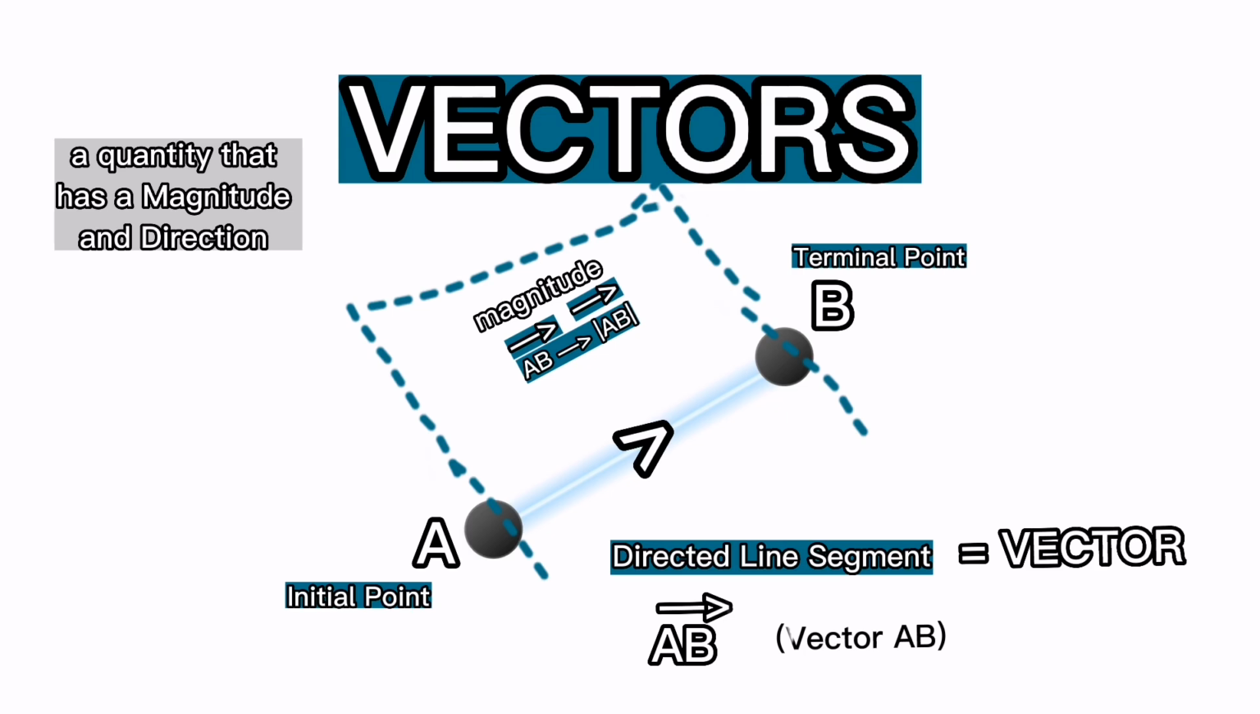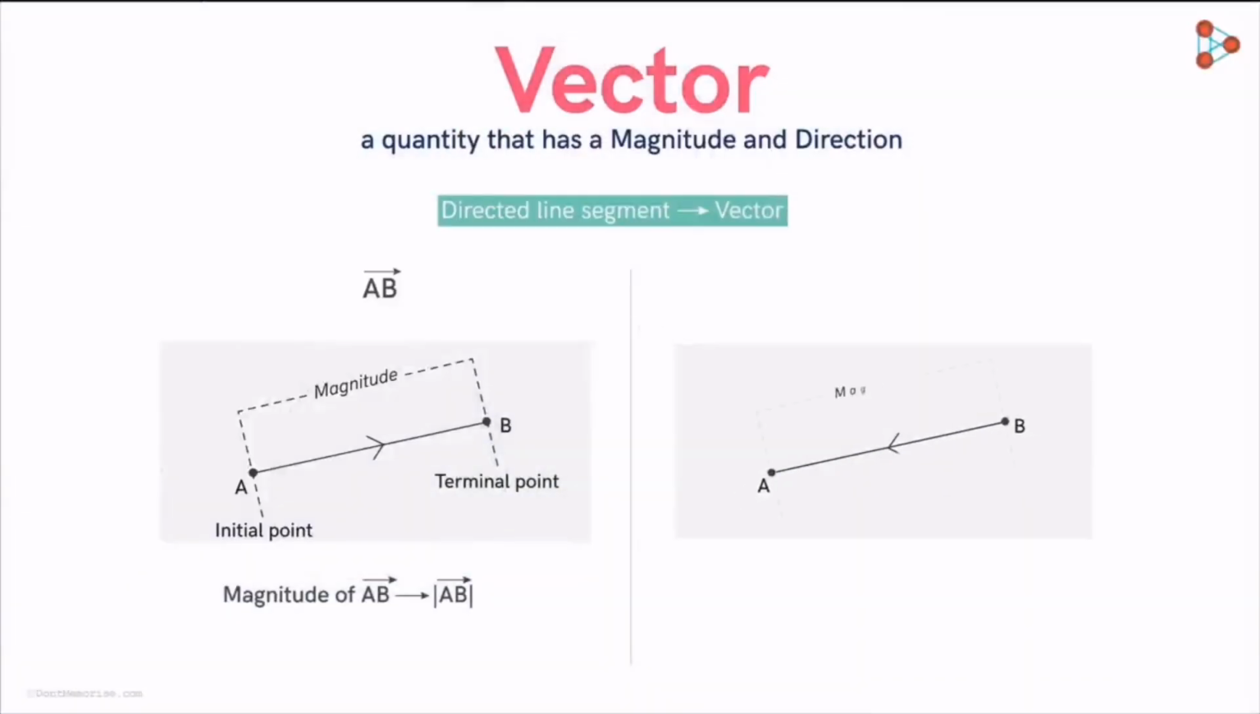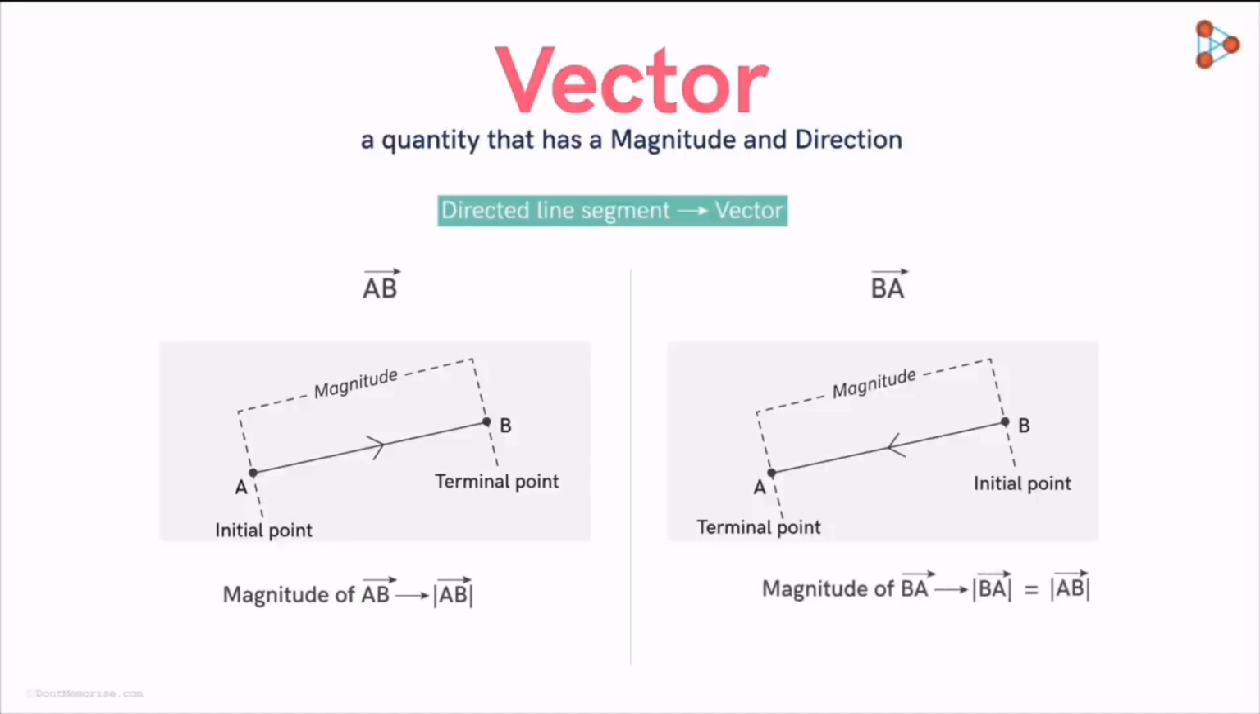We know that, for a line segment, we can show the direction in two ways. So here, instead of this, if we put the arrowhead like this, then we can say that the line segment is directed from B to A. And thus, we get another vector BA whose initial point is B, and the terminal point is A. It has the same magnitude as vector AB, but is directed in the opposite direction.